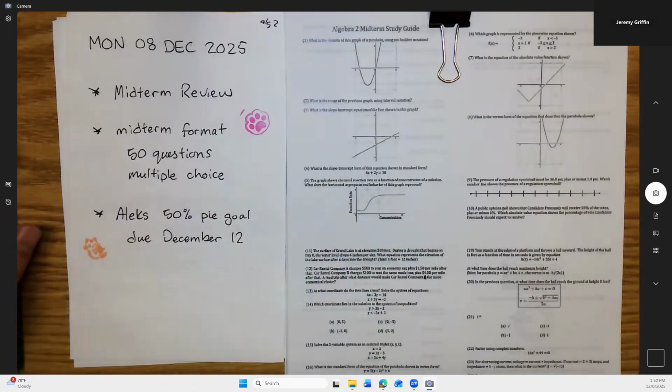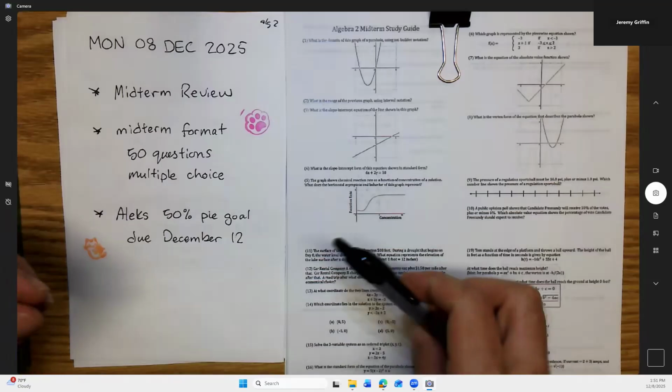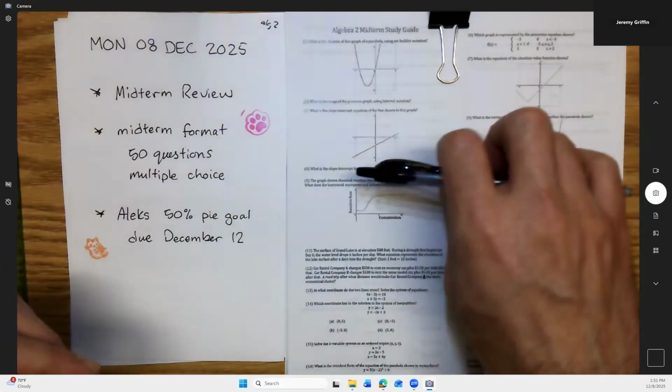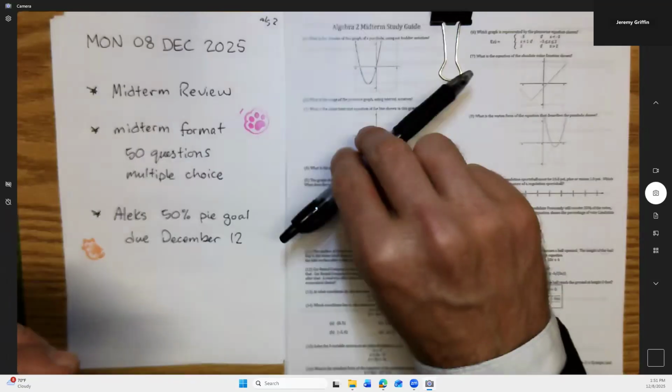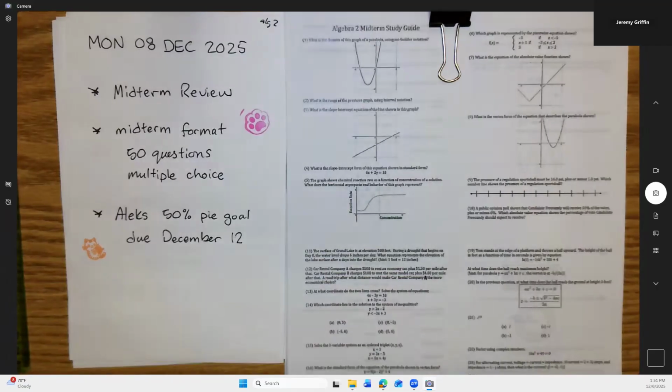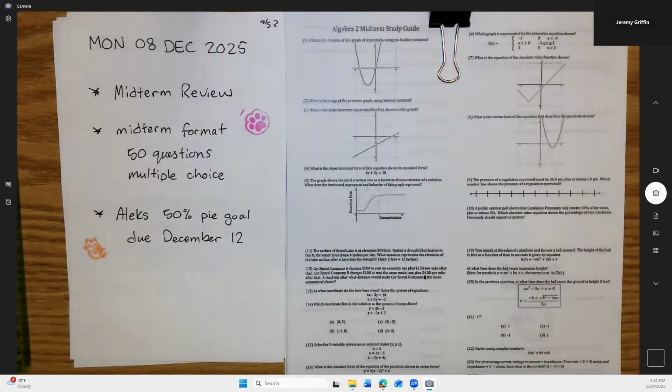Is our midterm going to be like 50 questions like this? Yeah, basically the same 50 questions, and just something's tweaked a little bit, like the numbers have changed a little bit, the slope of the lines changed a little bit, but otherwise it's pretty much the same questions. So you study this, I think you'll be good to go.